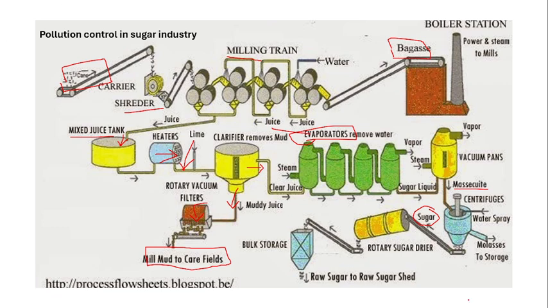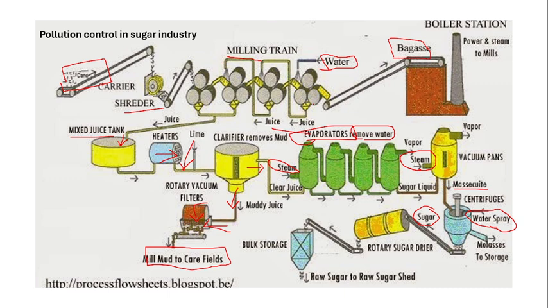If you see this process, we are using water here in the milling train, and again we are using water for washing of the muddy juice. And we are using water here in the form of steam, and again here in the form of steam. Here also the water spray is happening. So we are using water in different processes.